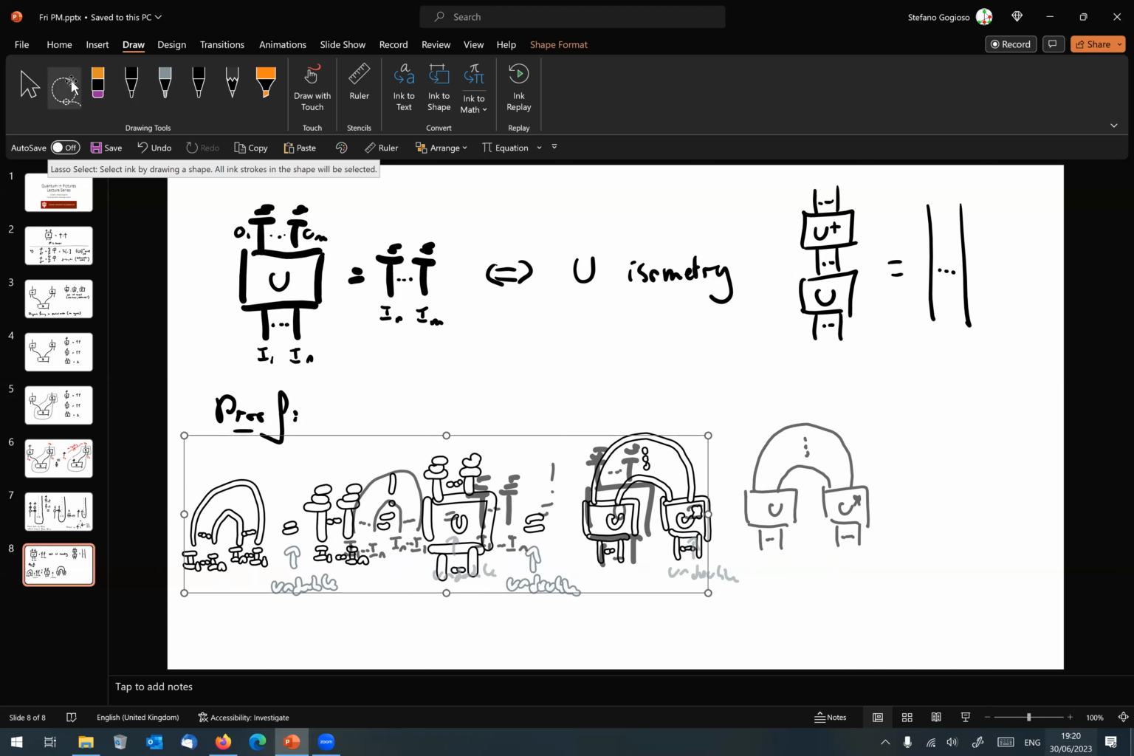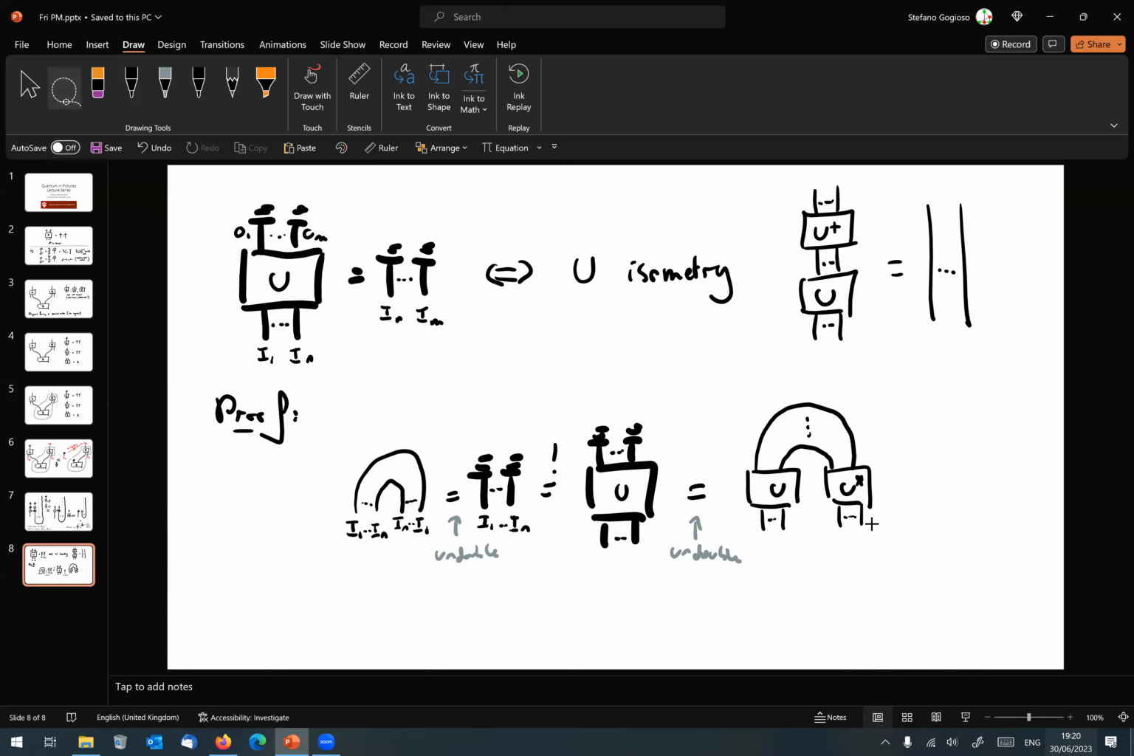And now I take this proof and I just open things up and I rotate the outputs into the inputs, and I get I1 IN here equals U dagger, which is what I wanted.